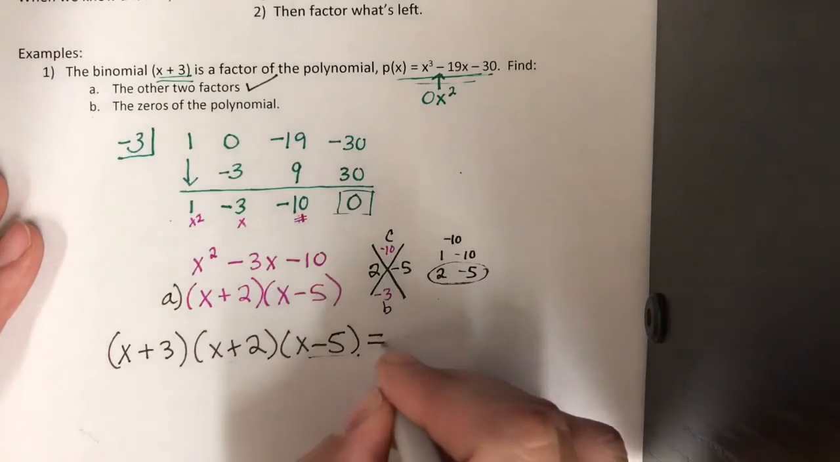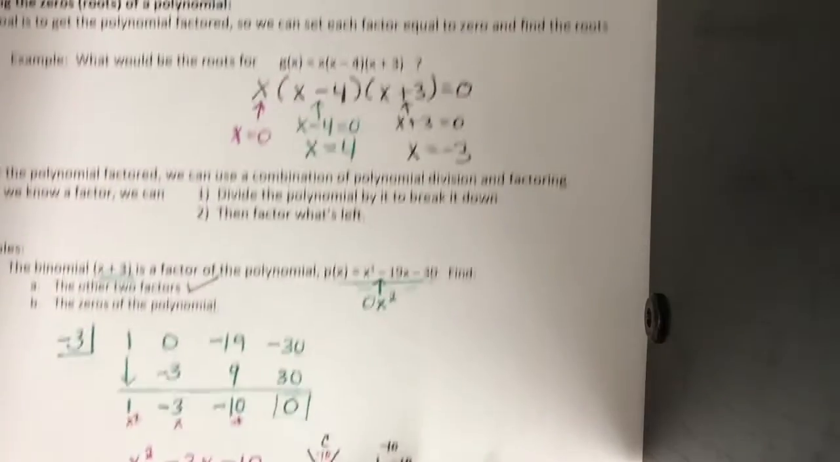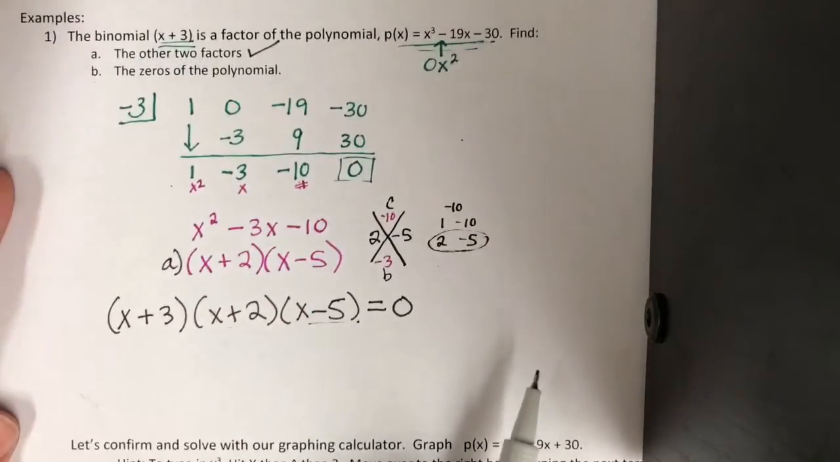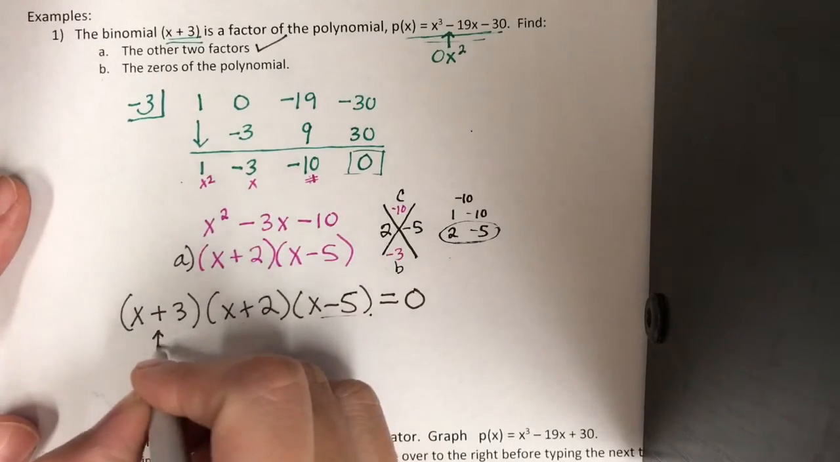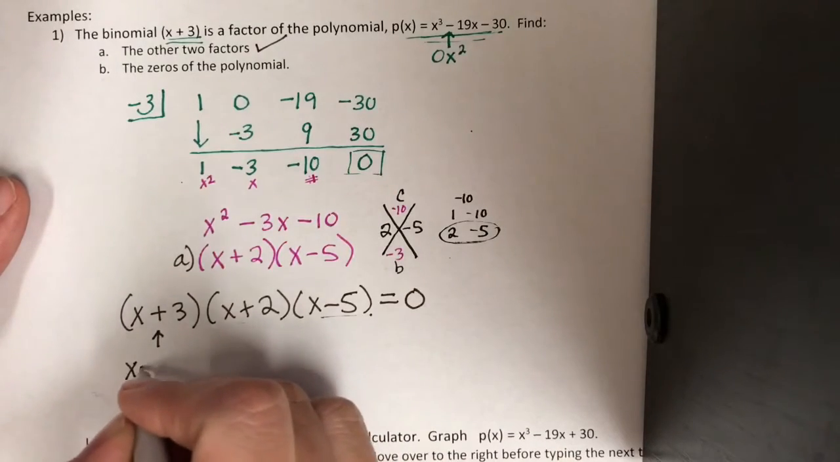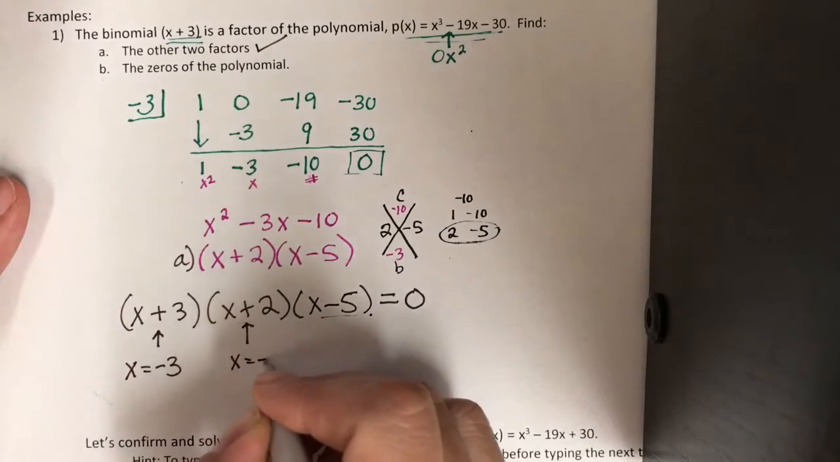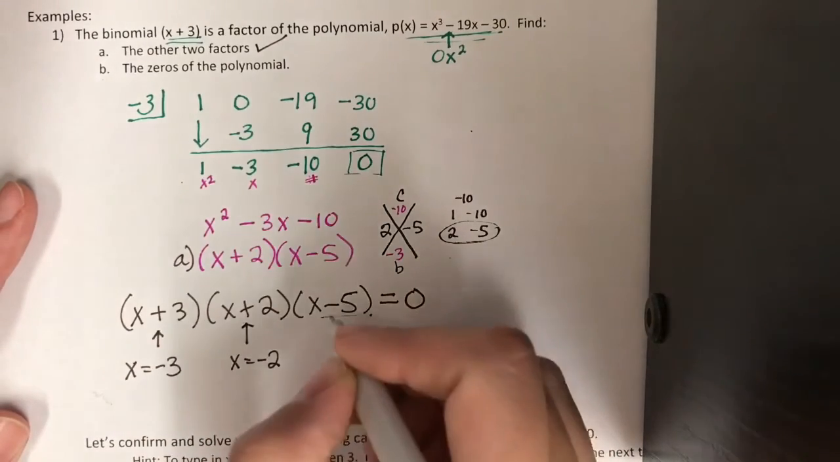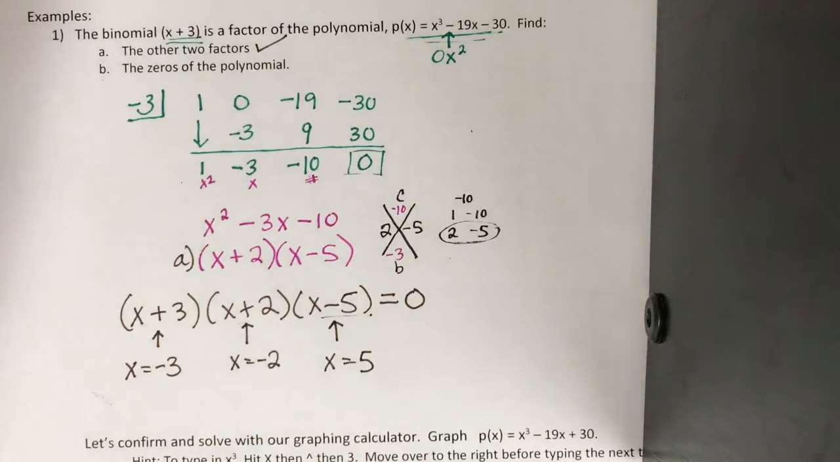And then now I need to find the zeros. So I'm going to set this equal to 0. And now it looks a lot like what we did up here. So each one can be set equal to 0. If you want to take a little shortcut, this is going to be x plus 3 equals 0. So I know x is negative 3. And then here, x is negative 2. And then here, x would be 5. So that means when I graph that, it should cross the x-axis at those 3 points.